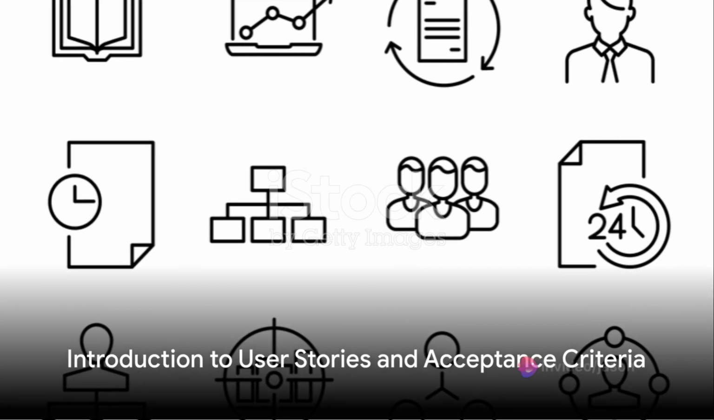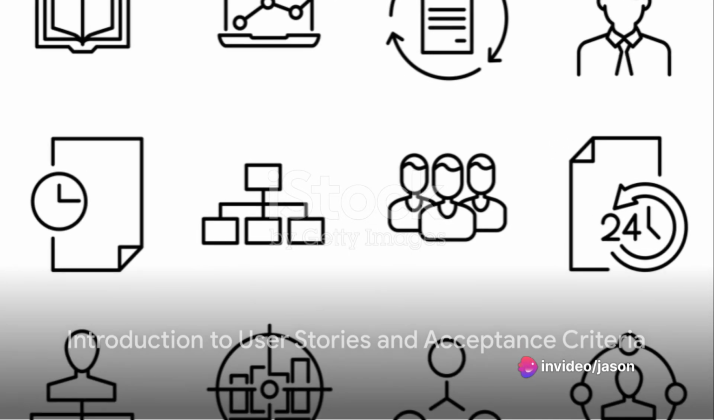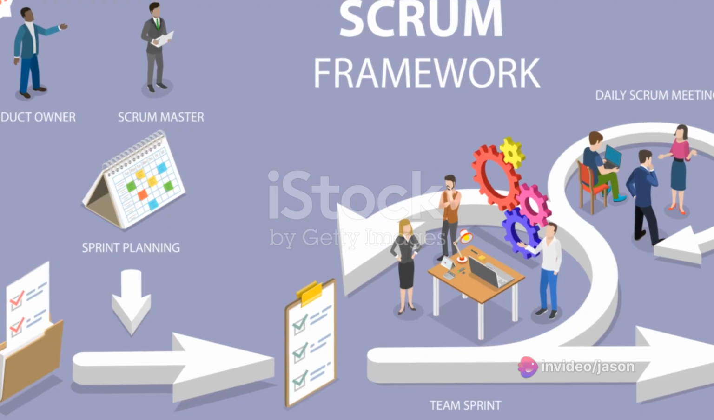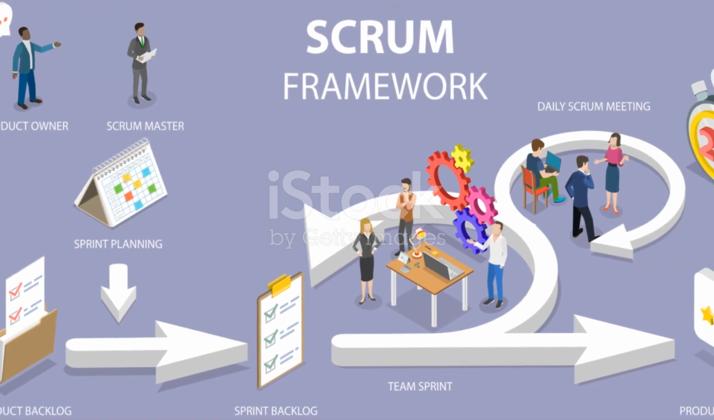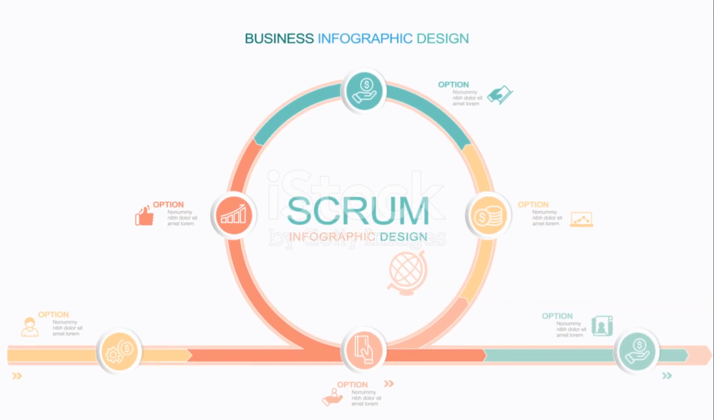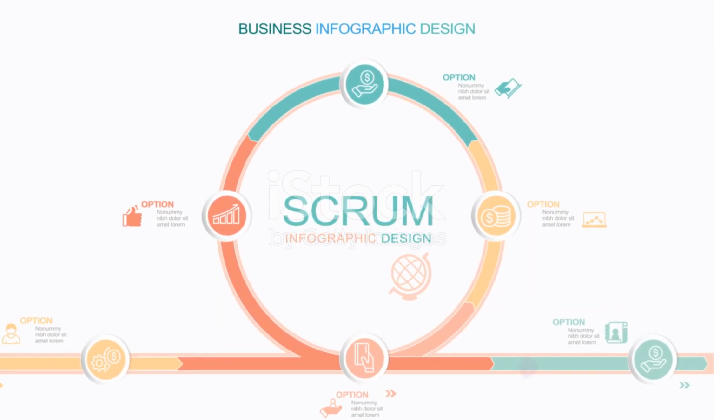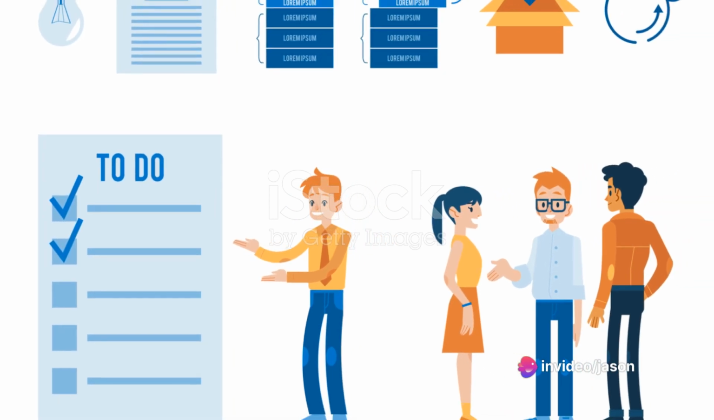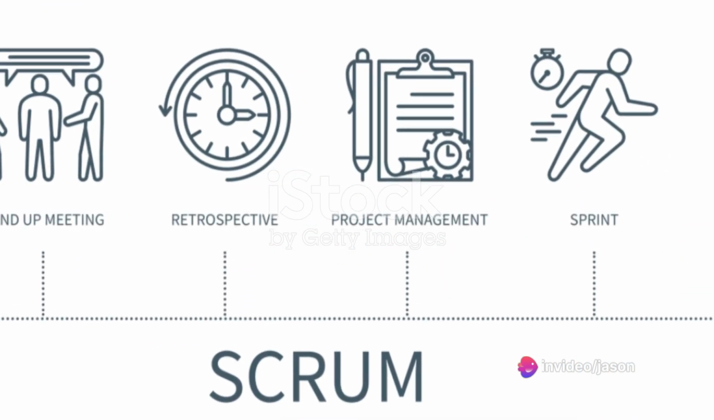Have you ever wondered how to write effective user stories and acceptance criteria? Today, we dive into these essential tools in Agile Scrum methodology. User stories are simple, succinct descriptions of a feature told from the perspective of the user. They're the backbone of any Agile project, helping teams understand the user's needs and the value they're striving to deliver.